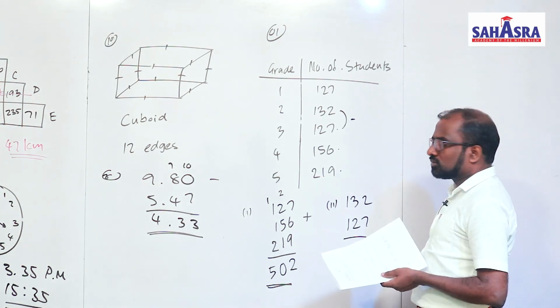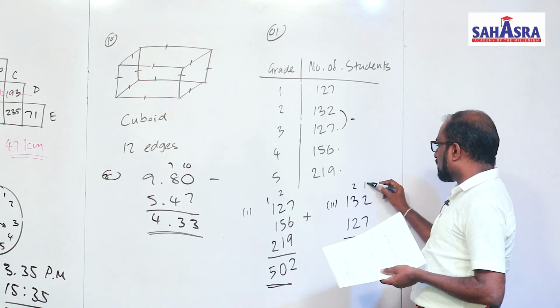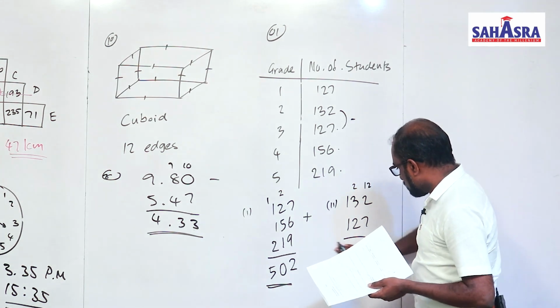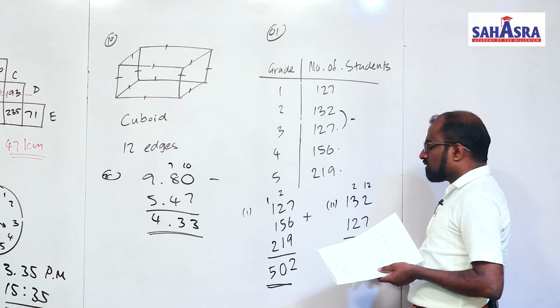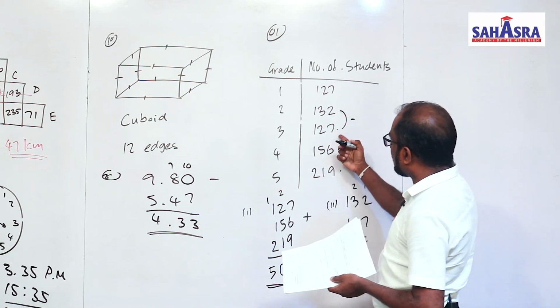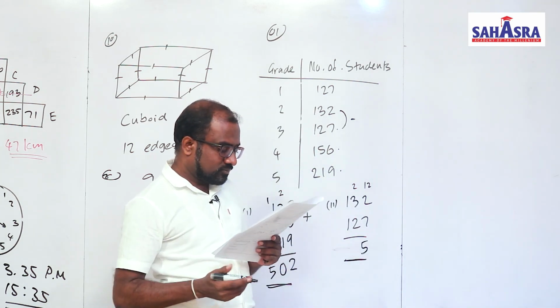So when you subtract this one, take one from here. This one becomes 2 and 2 becomes 12. 12 subtract 7, 5. 2 subtract 2, 0. 1 subtract 1, 0. So how many more students are there in grade 2 than grade 3? 5 students.